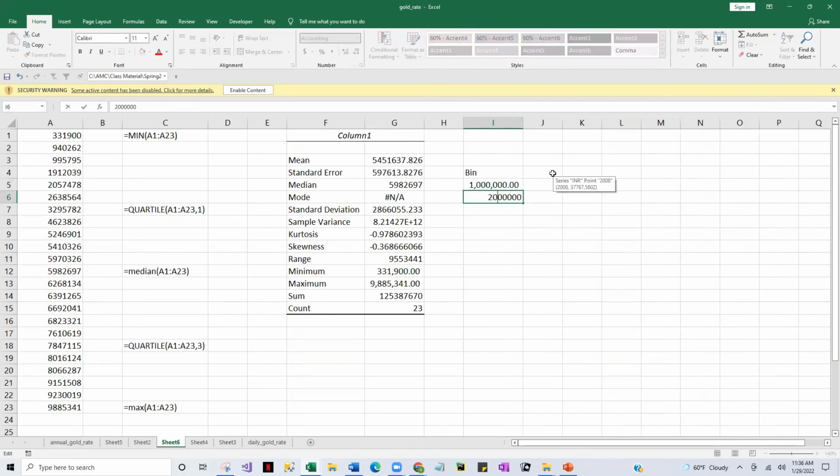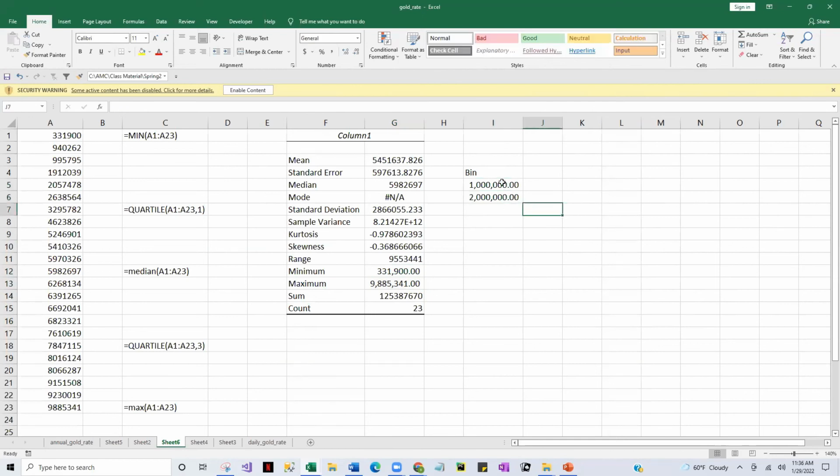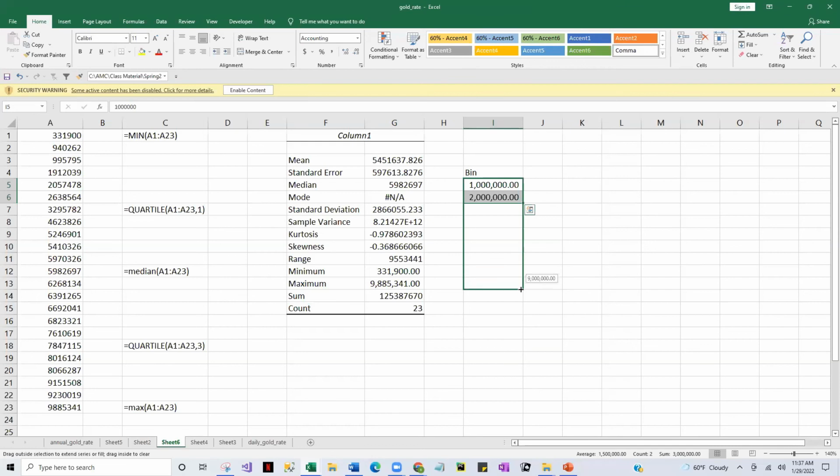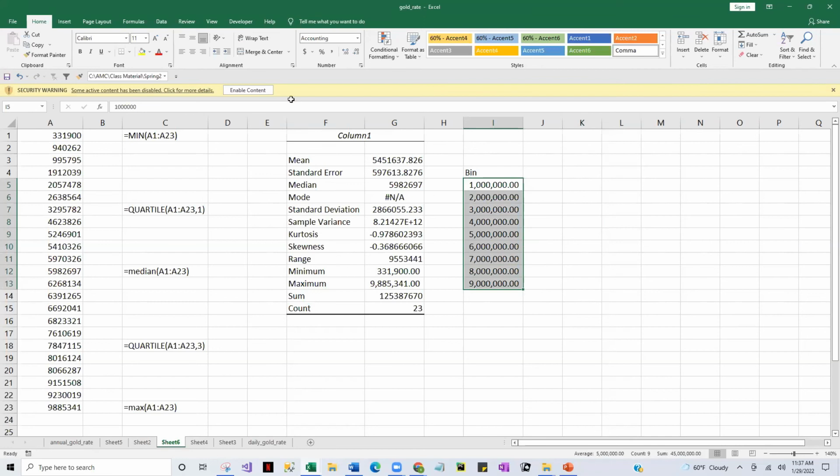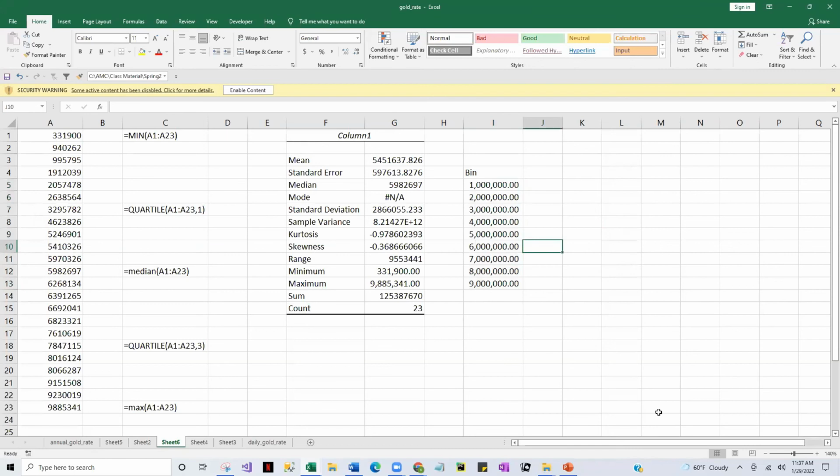What I'm going to say is, I see the minimum and max. My minimum number is 300,000. My maximum is 9.8 million. So I'm going to create my bin. A bin is the category into which you are going to categorize your numbers. I'm going to categorize based on the million, so I have 9 million. This is going to be my bin. So what I'm going to say is categorize these numbers according to this bin.